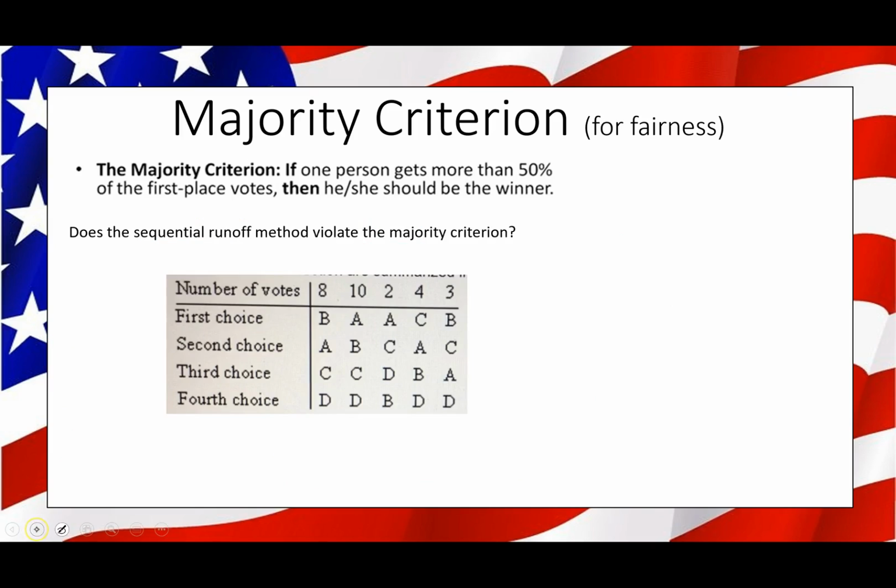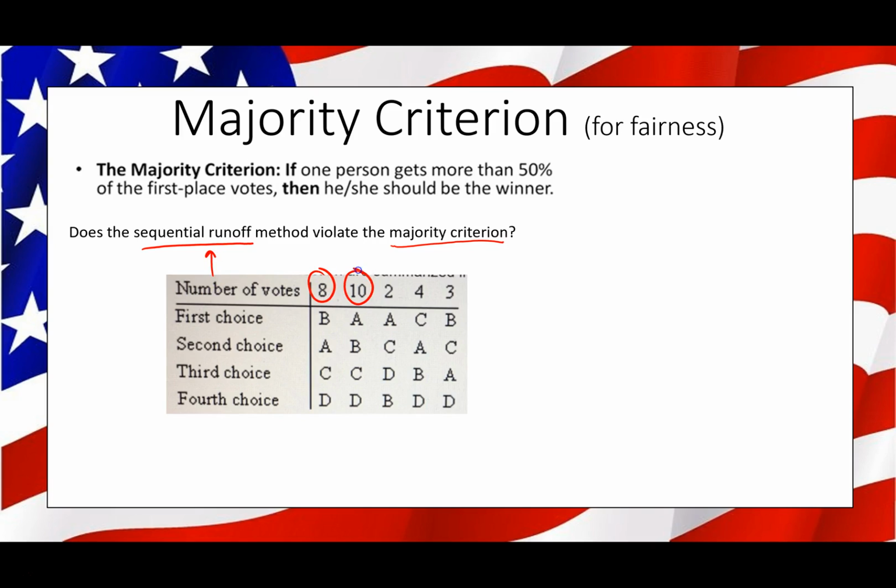Now stay with me for a second, folks. I do want to talk about this next problem. This sequential runoff, remember, is a really long process. And so what we want to do is check the majority criterion first. And actually, if we don't have a majority, we don't even have to do this because you can't violate the criterion if there is no majority.